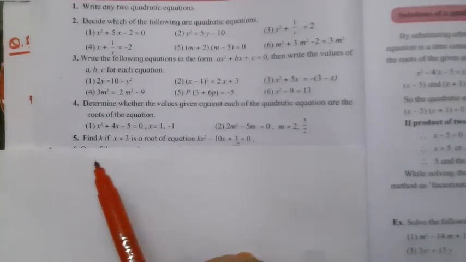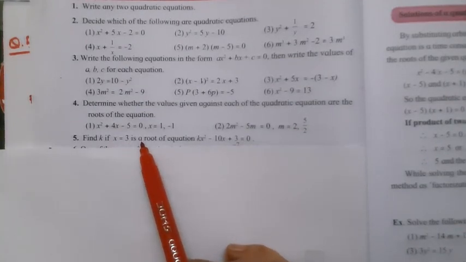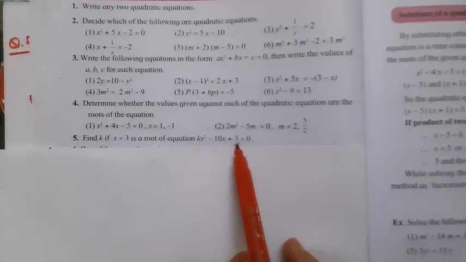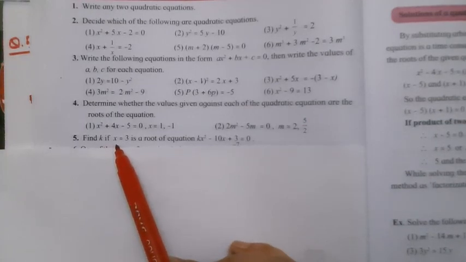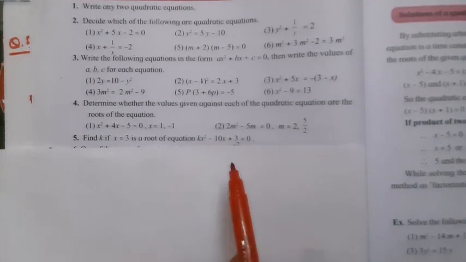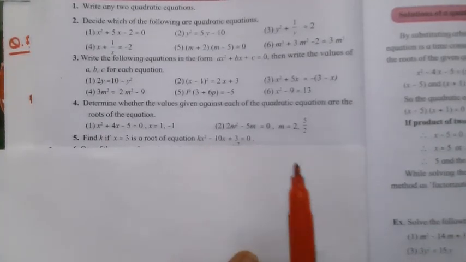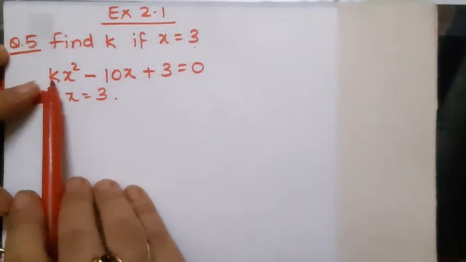Let's continue with question number 5. Find k if x is equal to 3 is a root of the equation kx square minus 10x plus 3 is equal to 0. Now here they have given that the value x is equal to 3 is a root of the equation. So we have to find the value of k from the given value of x. So here x is equal to 3 and the equation is this.